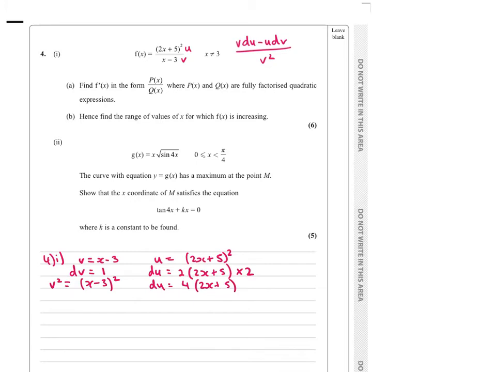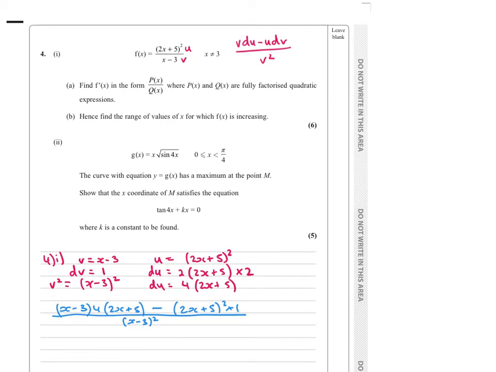Now, what are we going to do? We are going to write this all out. So let's get a different colour pen. V is x minus 3 multiplied by du. Okay, so x minus 3 bracket 4 bracket 2x plus 5 minus u 2x plus 5 squared dv times 1. That's nice and easy, isn't it? Over, oh, that is a straight line, x minus 3 all squared.